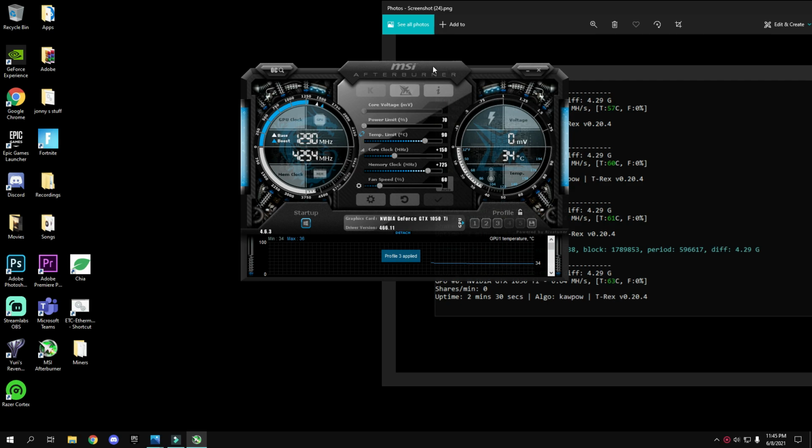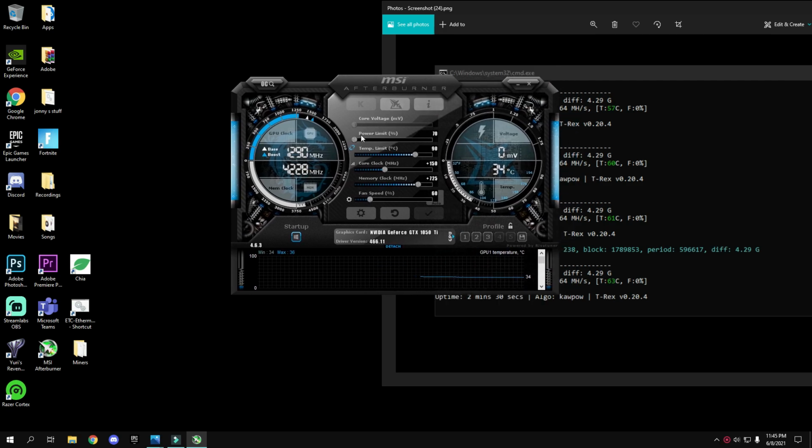These are my overclocks. If you want to copy them, I have the power limit set to 70%, temperature on default, core clock 150, memory clock plus 725. I can get that to around 750. Fan speed 60, I can probably go higher, but it's at 49 degrees, so no problem.